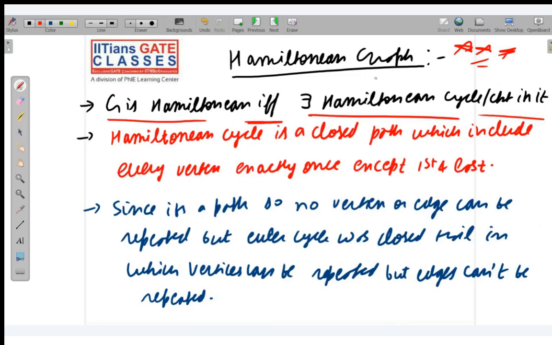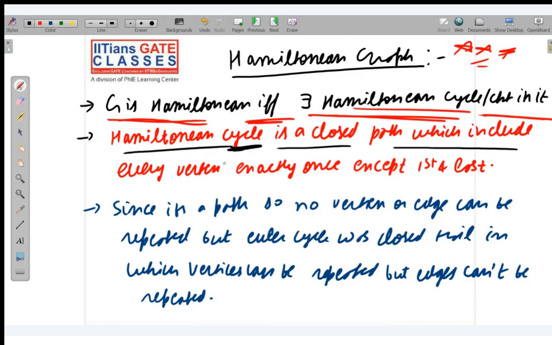Okay, so what we were studying, Hamiltonian graphs. Are you there? Okay, so G is Hamiltonian if and only if there is a Hamiltonian cycle or circuit in it. So what is a Hamiltonian cycle? I have explained it here. A Hamiltonian cycle is a closed path. The cycle means closed path. Now in Hamiltonian there is no exception, in Euler there was an exception. Cycle means closed path only, so no need to worry. It is a closed path which includes every vertex exactly once except first and last.